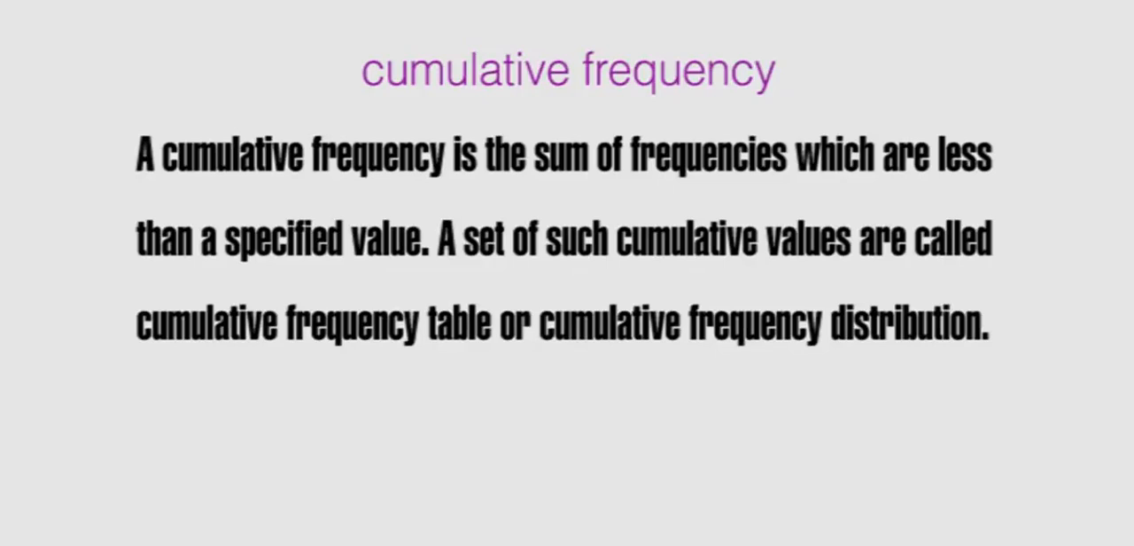Thank you, Ben. A cumulative frequency is the sum of frequencies that are less than a specified value. A set of such cumulative values is called a cumulative frequency table or cumulative frequency distribution. The "less than" value is the upper class boundary of the class interval. The cumulative frequency is obtained by adding the frequencies less than the upper class boundary mark.